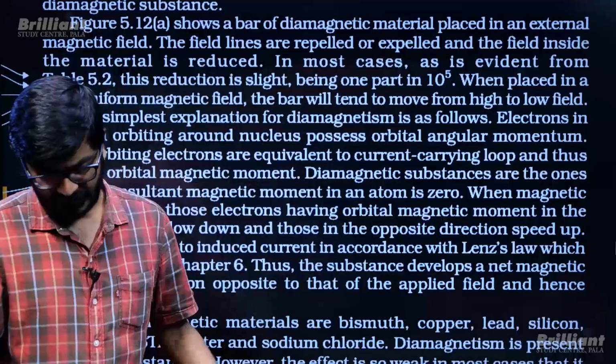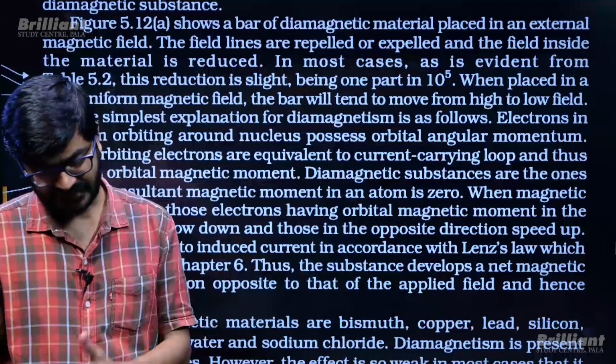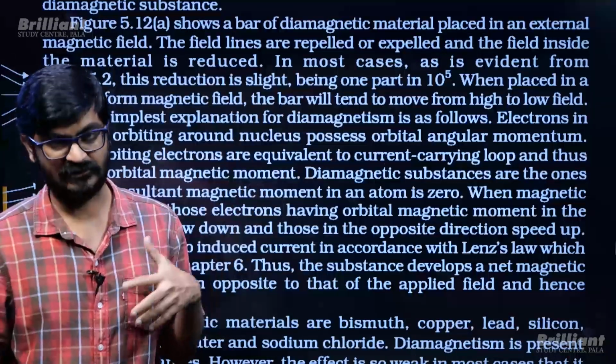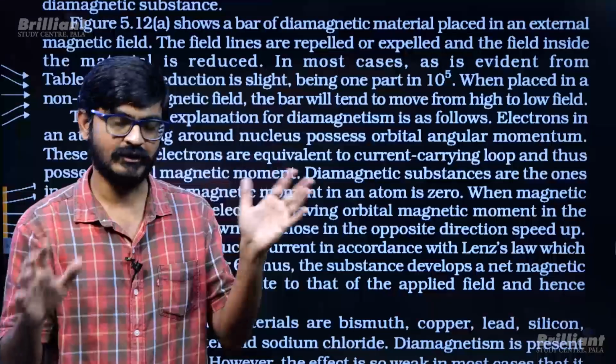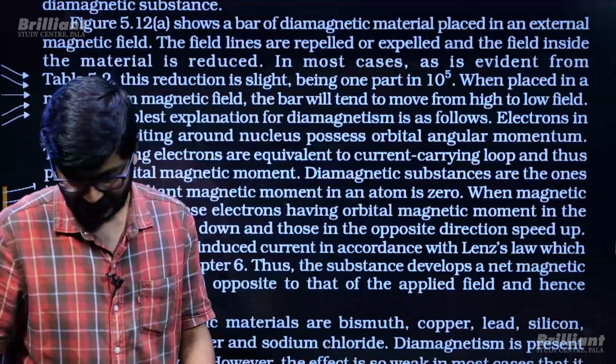Now, that's one part. Diamagnetic substances are the ones in which the resultant magnetic moment in an atom is 0. So due to one electron there will be this way, due to another electron there will be this way. So the net is going to be 0 for a diamagnetic substance.